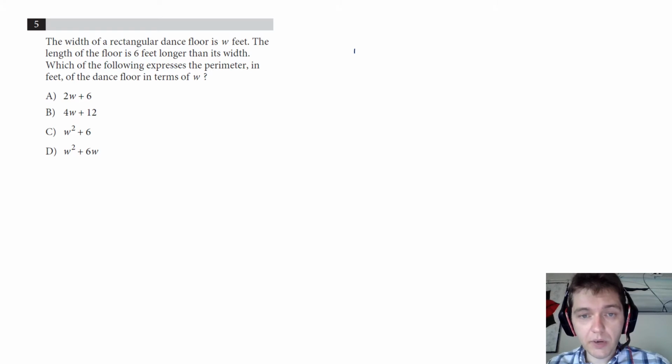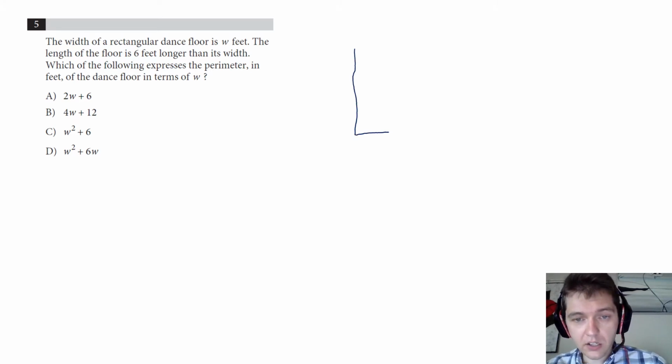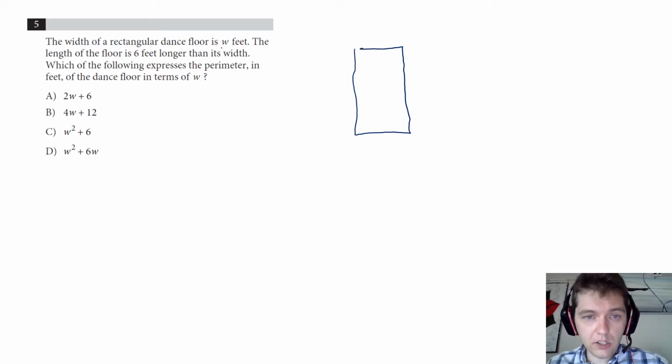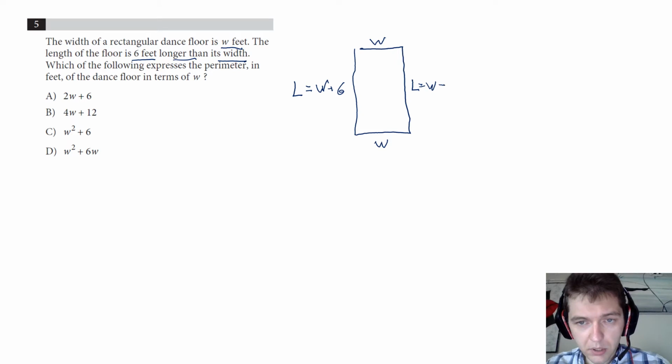Let's draw ourselves a rectangular dance floor here to visualize. There's our rectangle. The width is W feet. The length of the floor is 6 feet longer than its width. Let's just call it L and L. And they've defined for us L is equal to width W plus 6. So we have W plus 6 for the length.